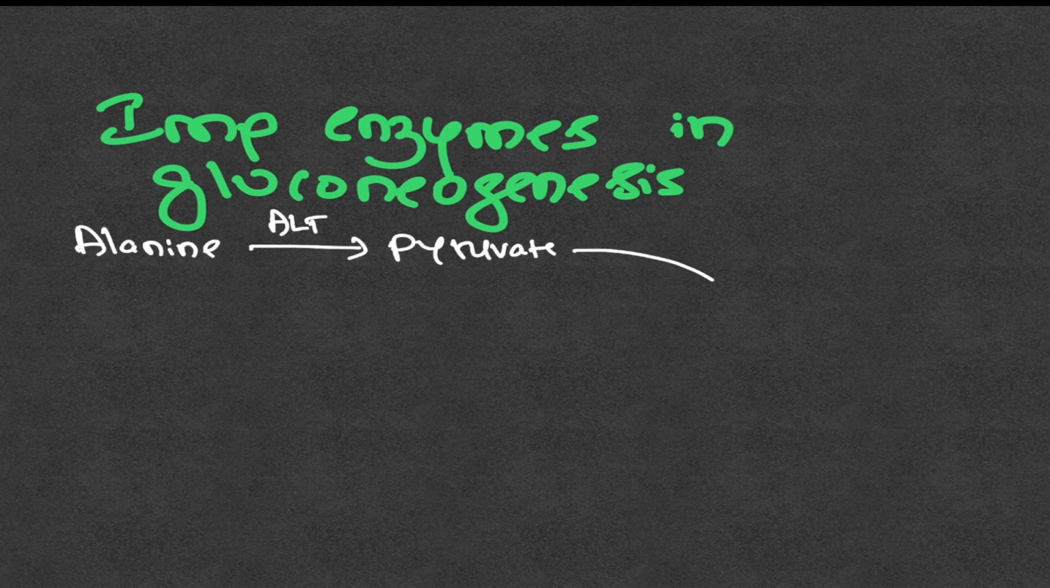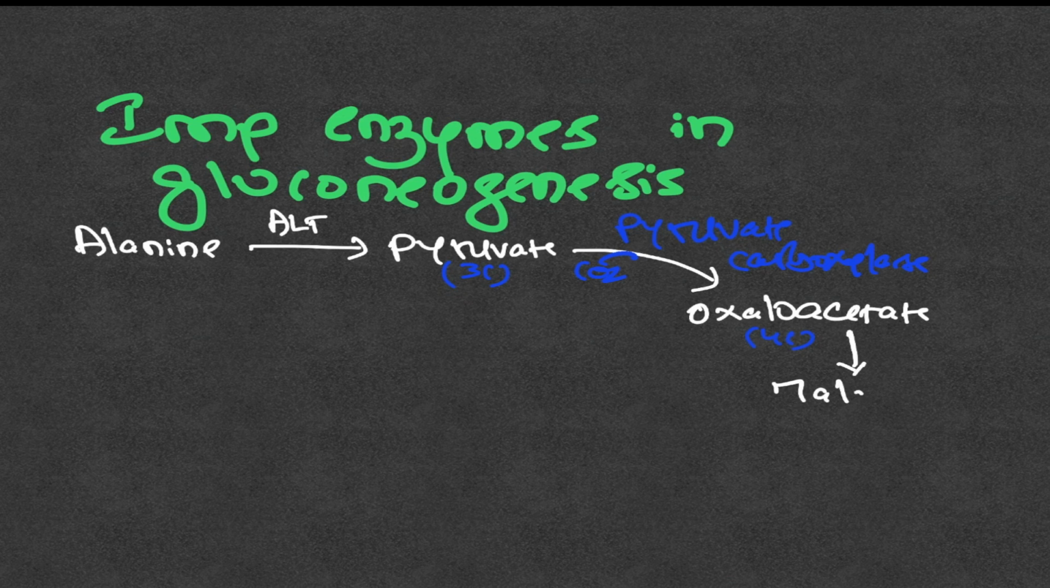Pyruvate enters into mitochondria, and there pyruvate is converted to oxaloacetate by the enzyme pyruvate carboxylase, where carbon dioxide enters into the reaction. So, 3 carbon pyruvate is converted into 4 carbon oxaloacetate. Now, the oxaloacetate in the mitochondria is converted to malate, and the malate will move out of mitochondria into the cytoplasm.